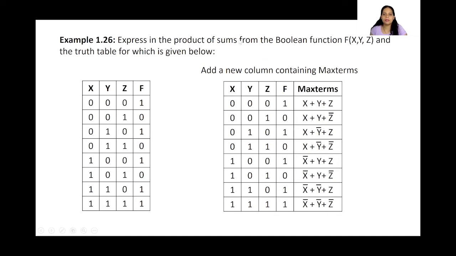Okay, we have an example here. Express the product of sums form of the Boolean function f of x, y, z, and the truth table for which is given below. Okay. In the previous session we were given a question itself where they had explained to us what is going to be the input and what is going to be the output. Okay. Here see the different method of asking a question. Here they have given us a truth table and they are asking us to find the max term. So it can be asked in both ways.